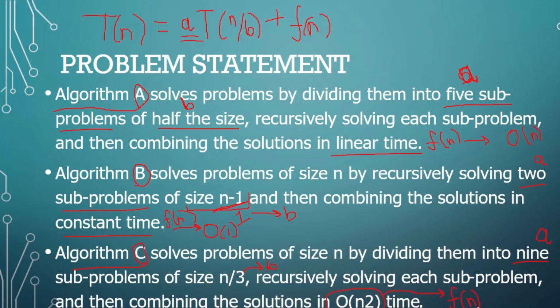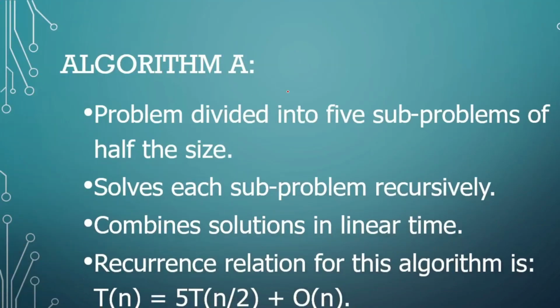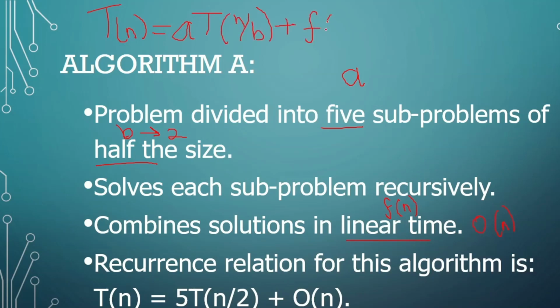So let's look at these problems individually on a larger scale. We start with algorithm A. We say that it divides into 5 sub-problems, of half the size, so this would be b, and solves each in linear time, O(n), and this is our f(n). Before we look at the deduced recurrence relation, let's remind ourselves of the general form, aT(n/b) + f(n).